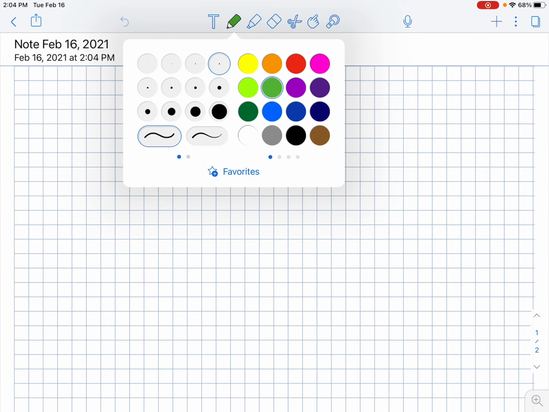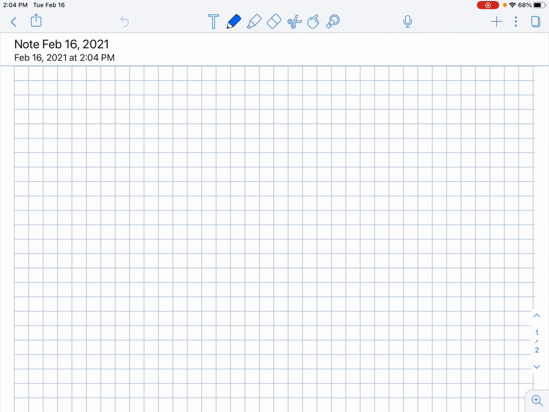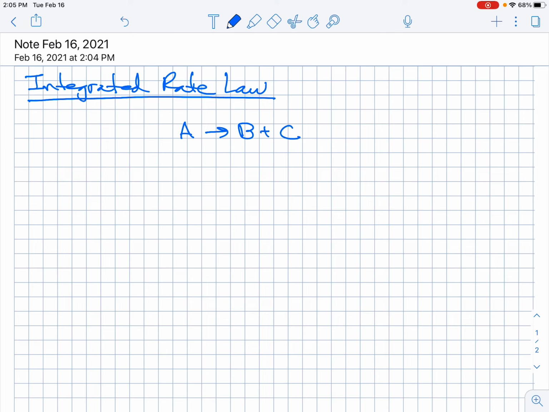All right, everyone. This is a video to cover the material in the integrated rate law activity. We've previously looked at what are called the differential rate laws. And we saw previously that there are three different versions of that differential rate law. So let's imagine a reaction where A decomposes into B and C.